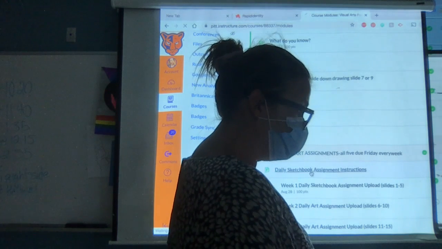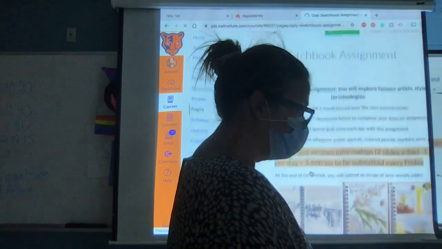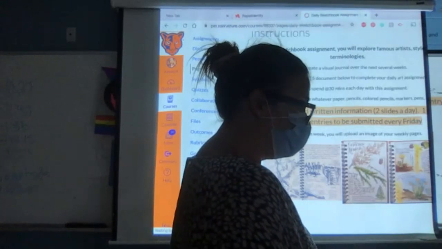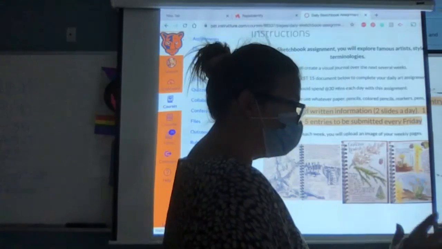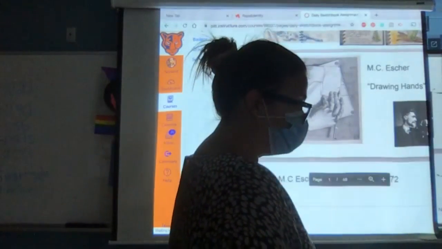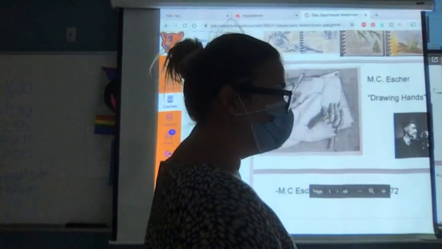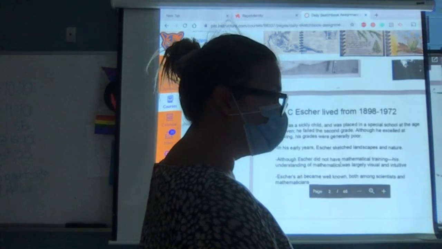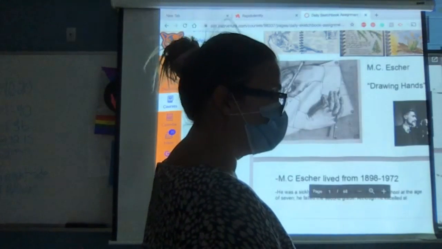So remember, here's your instructions. You're going to do one artist image and the written information every day. So it's basically 2 slides. Here it is right here. It will always come up here. So today you're going to do MC Escher's Drawing Hands, and you're going to write this information. This is your sketchbook assignment.